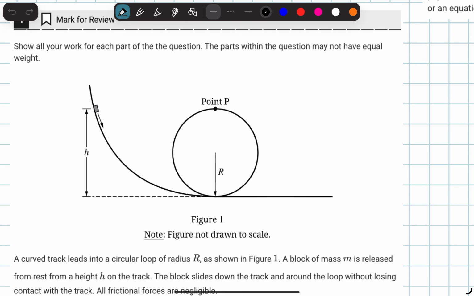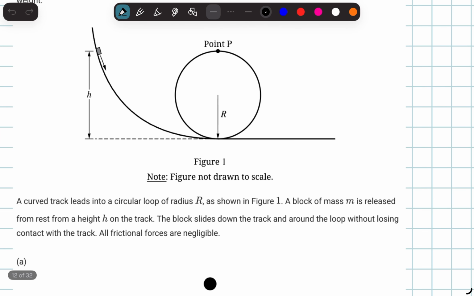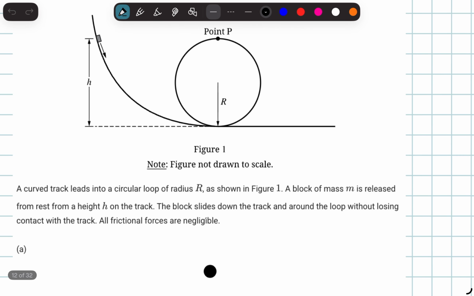In this video, we're going to be working a Unit 3 FRQ. Show all your work for each part of the question. The parts within the question may not have equal weight. A curved track leads into a circular loop of radius r, as shown in figure 1. A block of mass m is released from height h on the track. The block slides down the track and around the loop without losing contact with the track. All frictional forces are negligible.